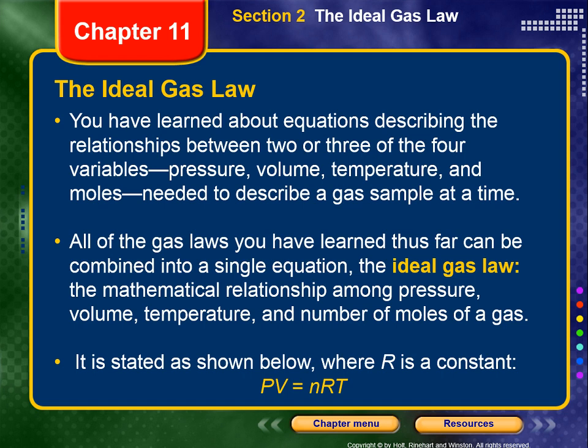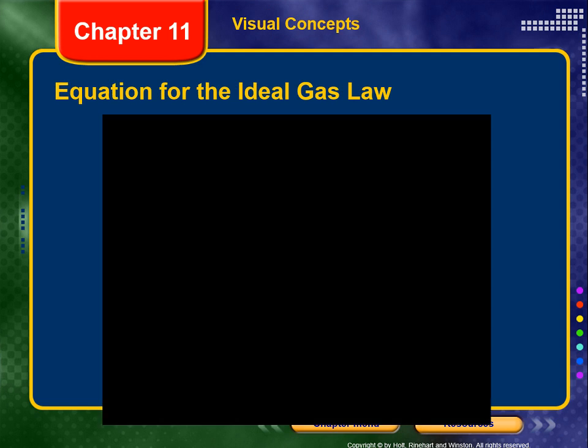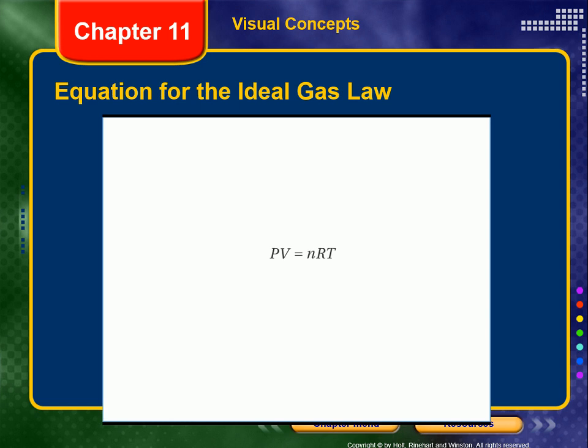And so now that we have that additional value, we have one more equation to deal with, and it's called the ideal gas law. It is the mathematical relationship among all of these values: pressure, volume, temperature, and number of moles of a gas. It is stated as shown below, where R is a constant. It's the ideal gas constant. The ideal gas law can be derived from Boyle's law, Charles's law, and Avogadro's law.